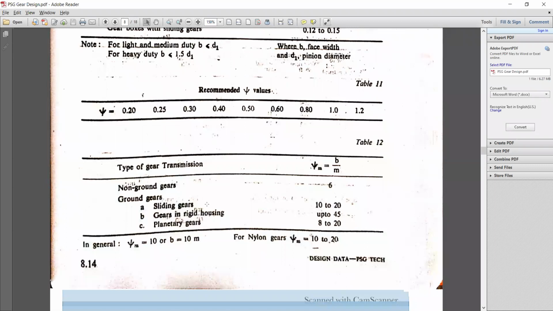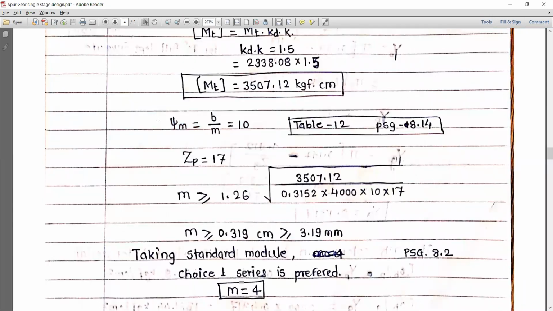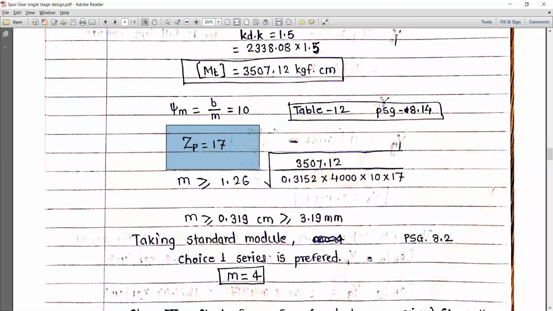Okay, so यहाँ पे आप देखिए, based on the type of gear, generally we can select the ratio. It is nothing but the ratio of b by m, width divided by module. Single statement is given. Generally psi m is equal to 10, so b by m is equal to 10. We are considering this standard for our design. Z_P, the number of teeth on pinion, is 70. So putting all the values in the equation, we get m is equal to 0.319 centimeter, that is nothing but 3.19 mm.